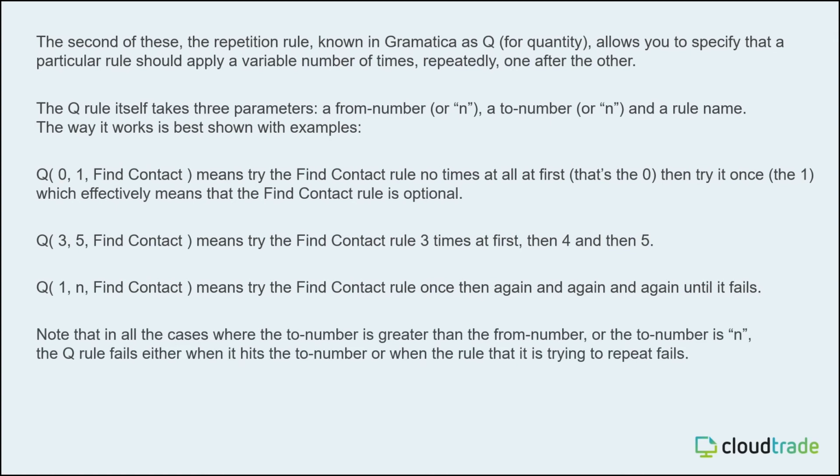When the to number is greater than the from number, or it's n, the Q rule basically carries on chewing away until it hits that upper number or the rule itself fails.